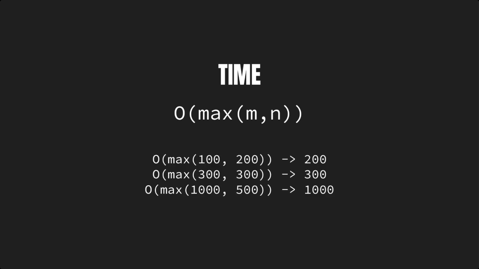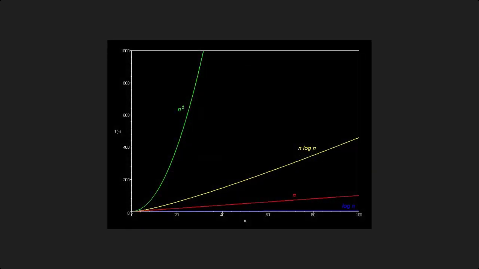If you have two linked lists of length 100 and 200, you'll need to go through a maximum of 200 nodes, since 200 is the larger length. If the lists are both 300 nodes long, you'll need to go through 300 nodes, and if one list is 1,000 nodes and the other list is 500 nodes, you'll need to go through 1,000 nodes. So the time it takes to run the algorithm increases linearly with the size of the largest linked list.